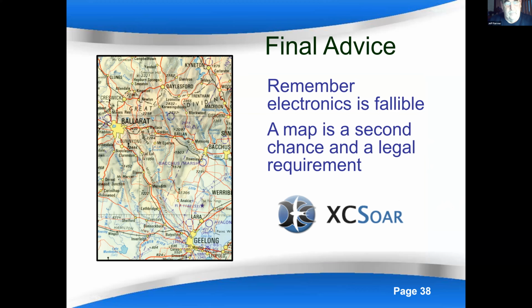Now, I've had this vital screen on all of these, so I've left it on here, though it's becoming less relevant. Electronics is fallible, things do go wrong, and legally we still have to have a map. XCSoar is not an approved device as far as CASA is concerned. If you have OzRunways on your Android, then maybe that is an alternative to a map these days, and that is approved by CASA. Yeah, I think that's everything on that one.